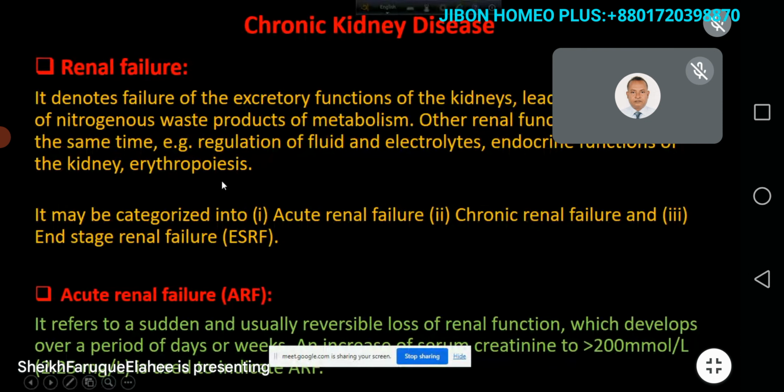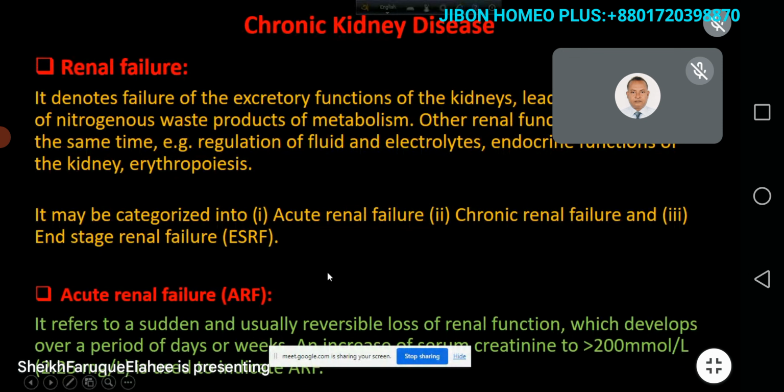So renal failure is categorized into three categories: acute renal failure, chronic renal failure. But now we'll discuss one by one. First, acute renal failure.